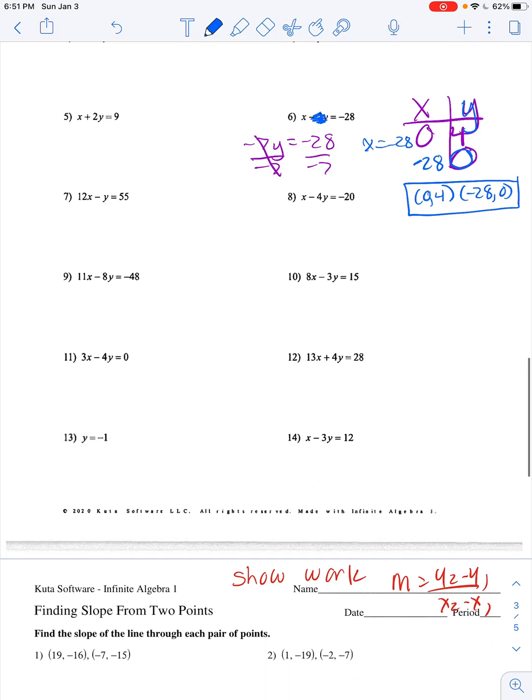So I'm going to do one more. Don't do this one, that one looks confusing. I'm going to go ahead and do this one because it also looks a little tricky.